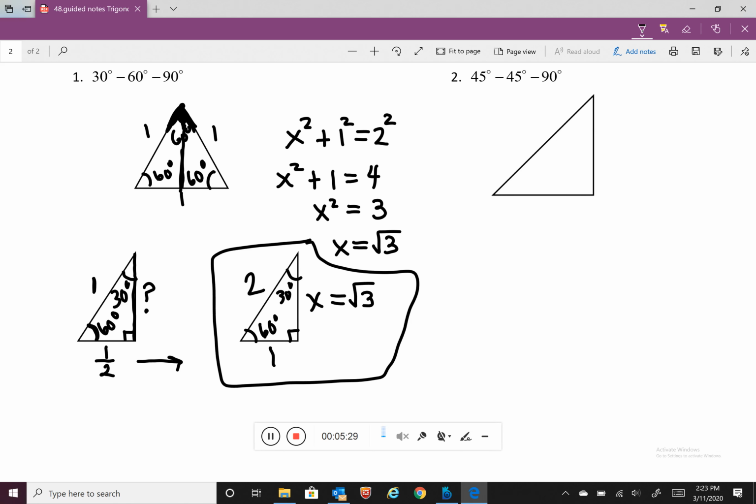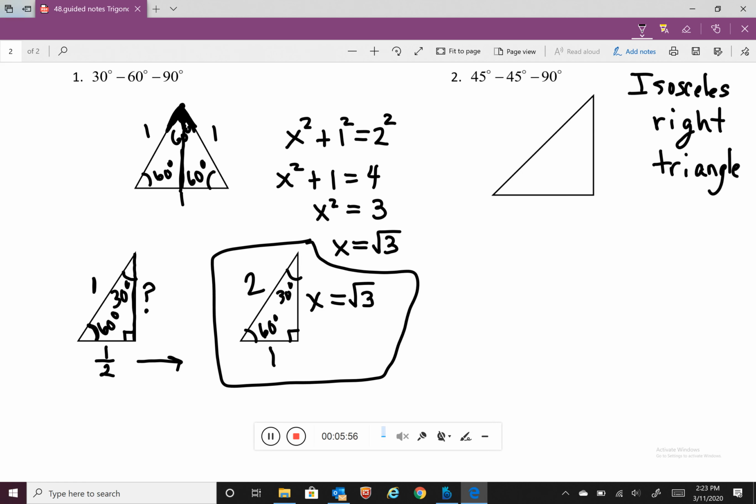Now for the next special triangle, this is much more simple to actually create. So we have a 45, 45, 90 degree triangle, which is also known as an isosceles right triangle. Isosceles because two angles are the same.